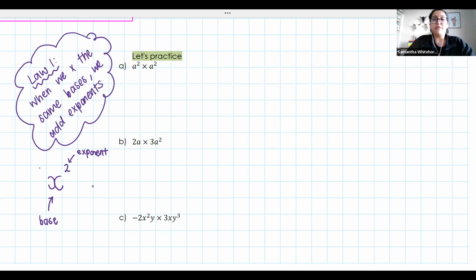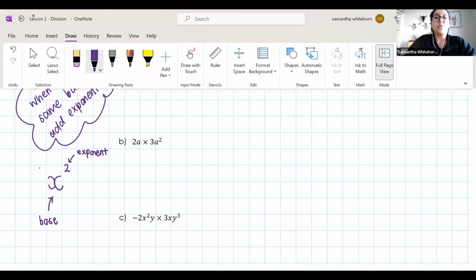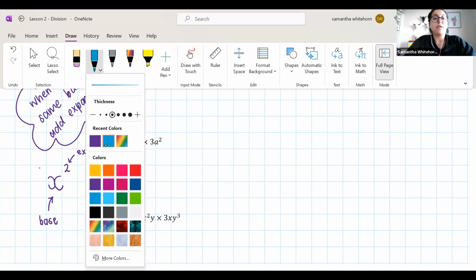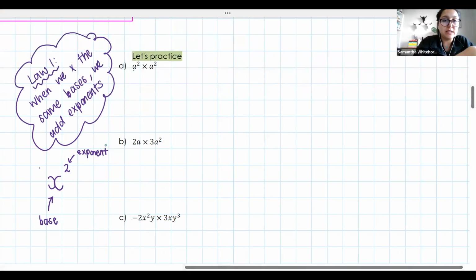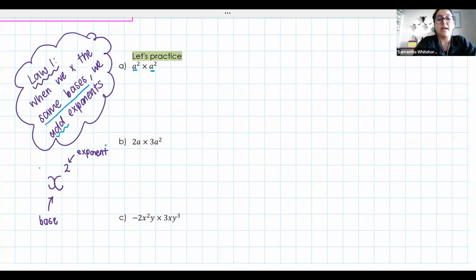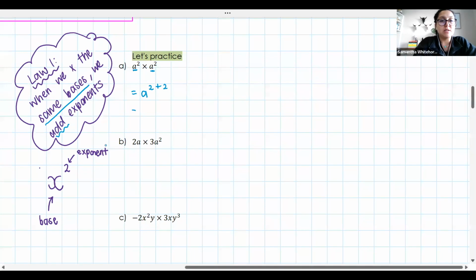If we have a look at the first example, we've got a squared times a squared. The first thing we check: are our bases the same? Yes, they're both a's. Because we have the same bases, we can go ahead and add the exponents. You don't have to show the addition step, but we're taking the 2 and the 2 and adding them together. And as Nelson put on the chat, we've got a to the power of 4. So we have simplified that product.